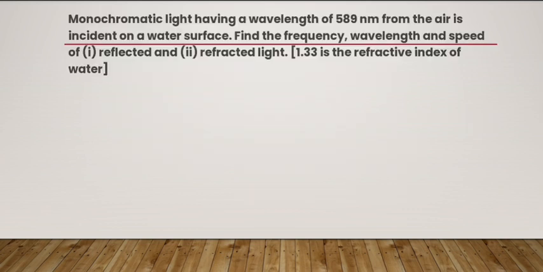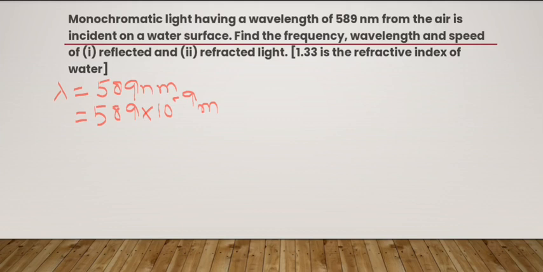Students, the question is, monochromatic light having a wavelength 589 nanometer from the air is incident on a water surface. Here, the first thing given in the question is lambda, that is the wavelength, equals 589 nanometer, which can be written as 589 multiplied by 10 to the power minus 9 meter. Nano means 10 to the power minus 9.